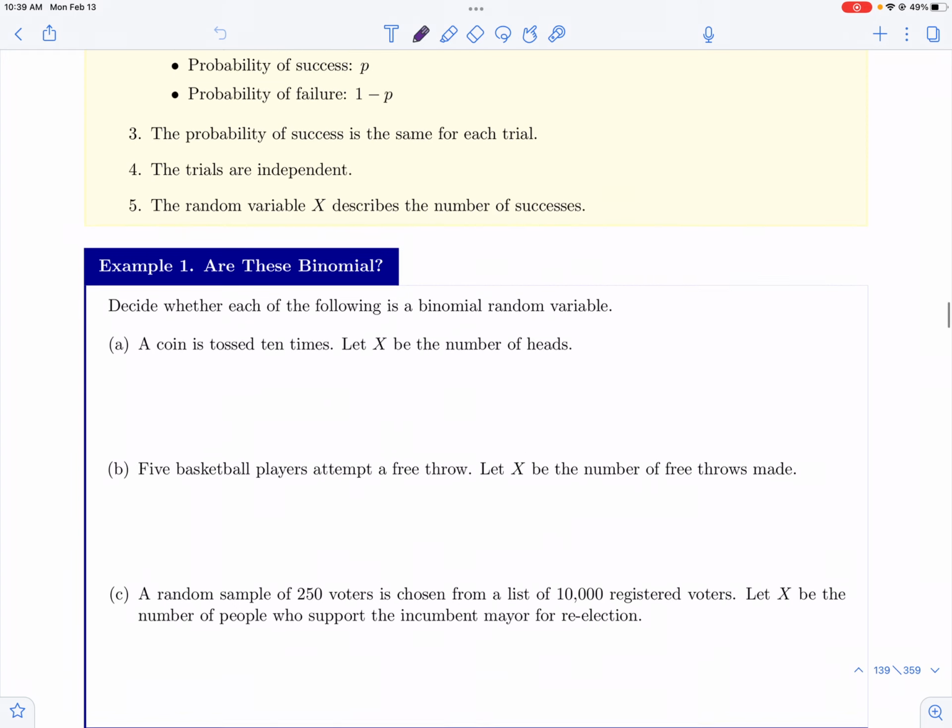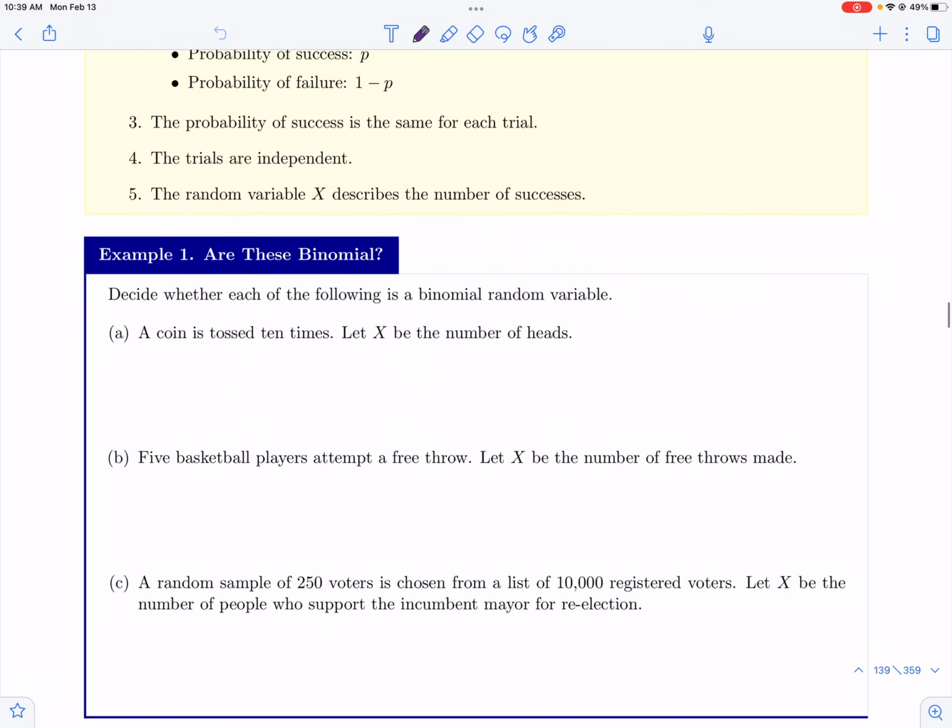So if we look at example 1, a coin is tossed 10 times, let X be the number of heads that occurs. So in this case, our two possibilities are we can either flip heads or flip tails, so that looks good. The probability of success is the same for each one of them, so it's always 50%. The trials are independent, so this would be a nice binomial experiment.